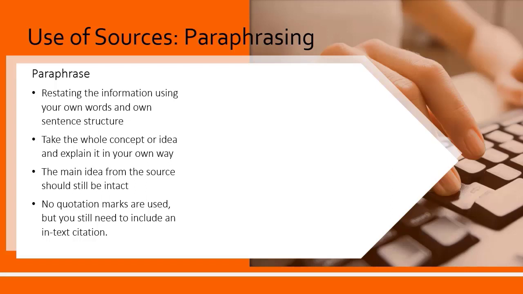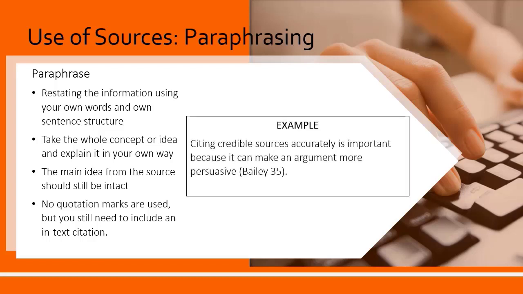The main idea from the source should still be intact, and you don't need to use quotation marks, but you still need to include an in-text citation. As you can see in the example here, there are no quotation marks because you're paraphrasing the author's information. Still, you must have a citation since these ideas are not your own.